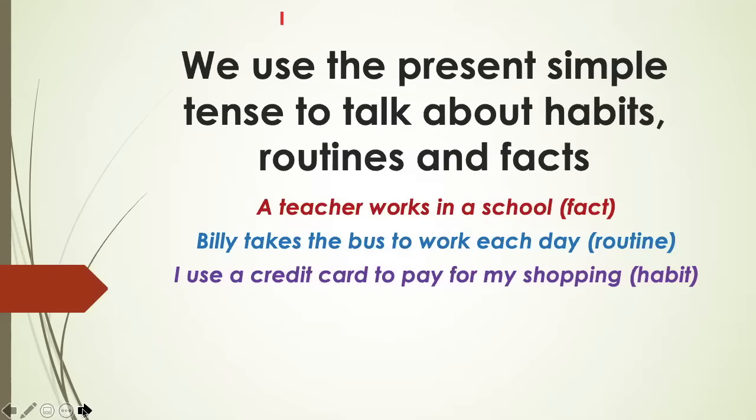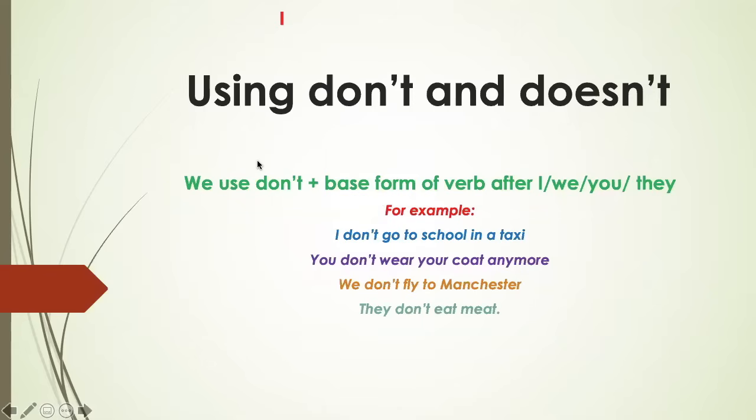Now, the difficulty comes when we introduce don't and doesn't. People often confuse which one do I use, don't or doesn't, and how do I use the verb as well in that sentence. So we're going to look at some examples here.